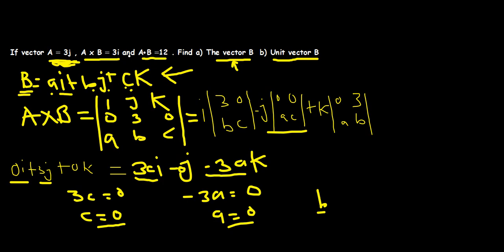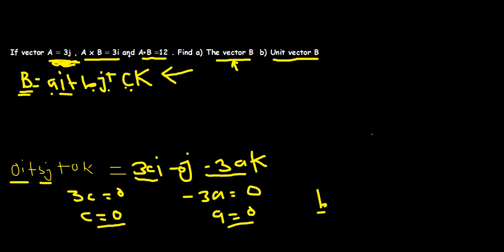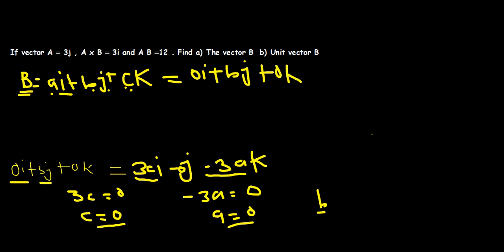It will help us in the following way. Let me create space here. Remember that for b, we just created a hypothetical vector, which is vector b equals ai plus bj plus ck. We have the two values for a and c, so this will be 0i plus the b, we do not know it, so it will be bj, and then plus 0k. So this is our vector b now.